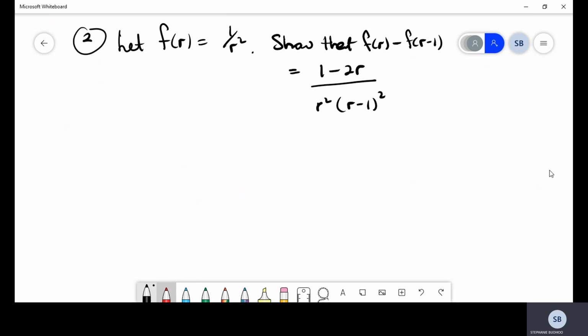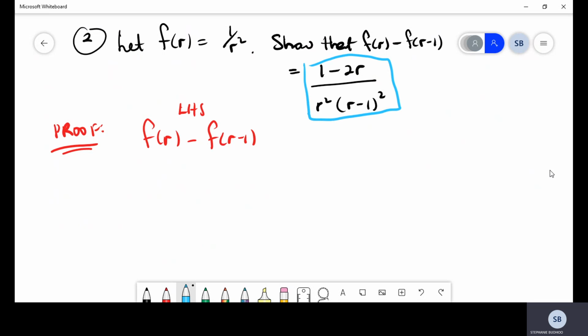Well, this is a proof. So we'll start off our question by proof. All right, so they want us to show what? They want us to show that f of r minus f of r minus 1 is going to give us this. So we have to use what we have on the left-hand side and try our best to get this. This is like working towards your answer. I love proofs because you already know what the answer is going to look like. So we are going to use what we have on our left-hand side and work towards getting this. When we get this, we are successful.